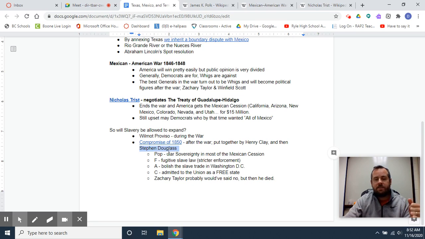The Compromise of 1850 was thought to answer the slavery question and the expansion of slavery question, but it only lasts about 10 years. It actually breaks down just a few years later in the areas of Kansas and Nebraska. We'll talk more about those in chapters 18 and 19.